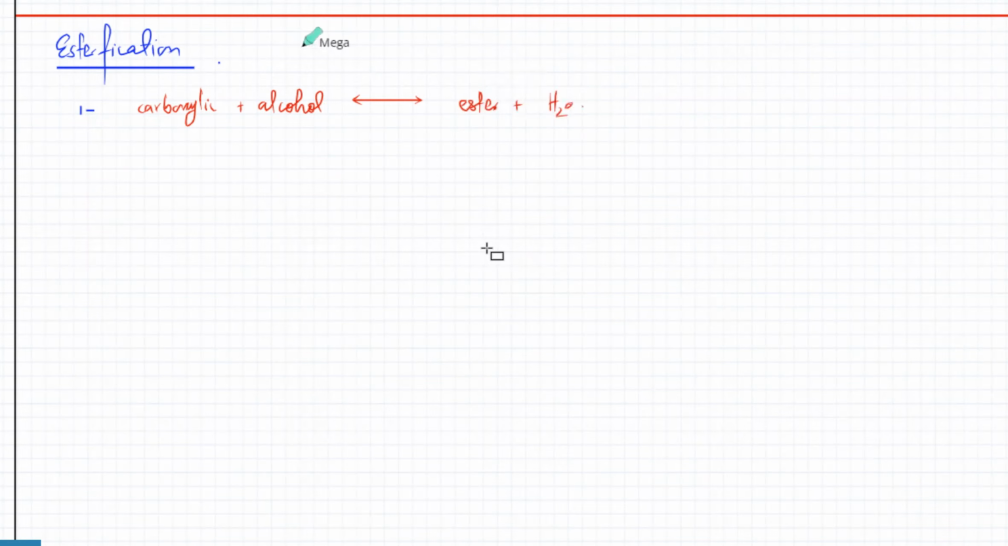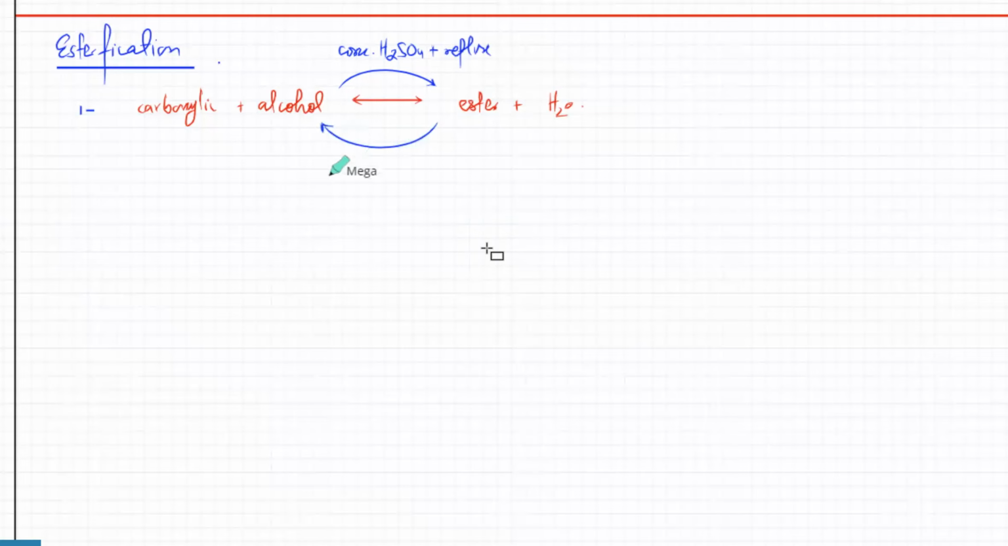If you want to form the ester, the conditions for that reaction are, you need concentrated sulfuric acid and reflux. To vice versa break the ester, what you need is dilute acid. So it's going to be either dilute acid or alkali, plus reflux. And that's pretty much it.